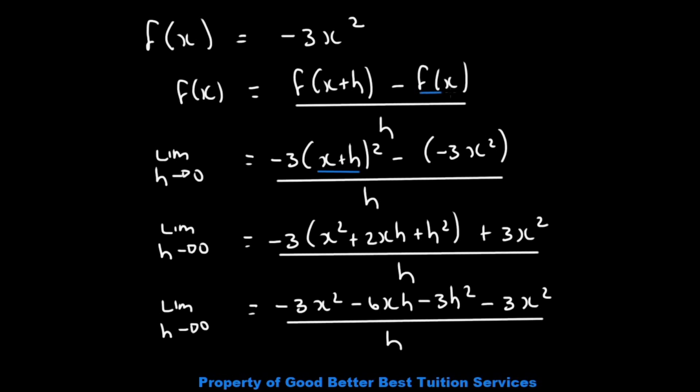Have a look at that. It says subtract the original. What is the original? The original is minus 3x squared. And so that's what we are going to subtract. And that's what you find there.